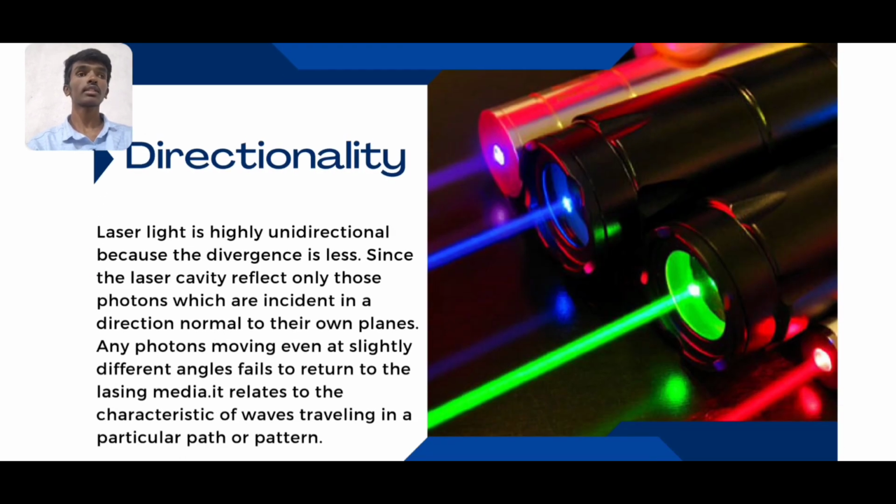Let's see the second one, directionality. Laser light is highly unidirectional because the divergence is less, since the laser cavity reflects only those photons which are incident in a direction normal to their own planes. Any photons moving at even slightly different angles are returned to the lasing media. It relates to the characteristics of waves traveling in a particular path or pattern.